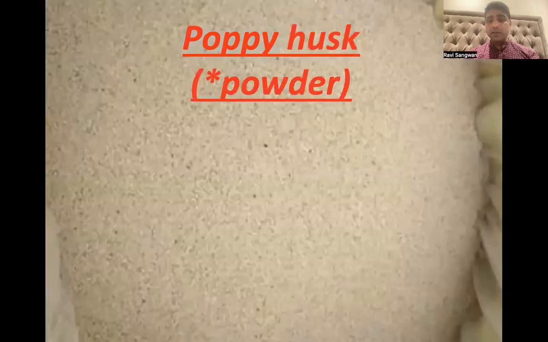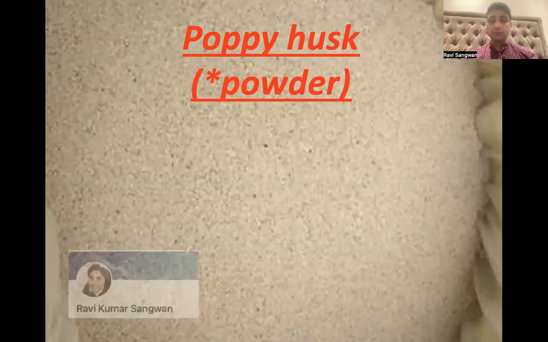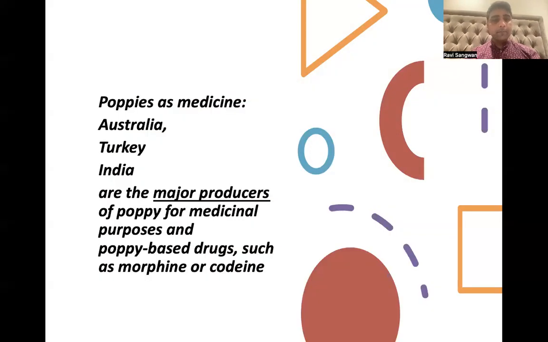And the second one is poppy husk, which is a powder called chura post. In this way they are using the powder directly, also called bukki. So, poppies and medicine: Australia, Turkey, and India also use it for medicinal purposes, such as morphine and codeine, because they are strong pain relievers. So India is using these ones.